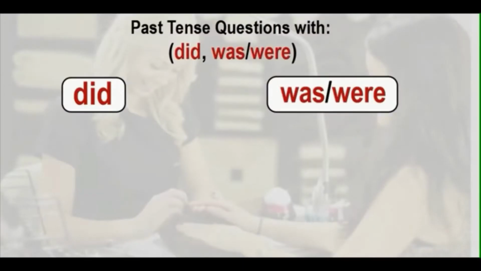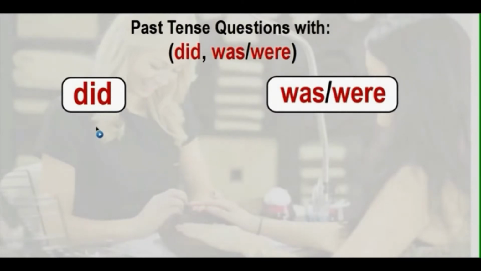Now it's time for the grammar. And today's grammar is past tense questions with did, was, or were. Okay, so in a past tense question, we need to use did, or was, or were. So when do we use did, and when do we use was and were?